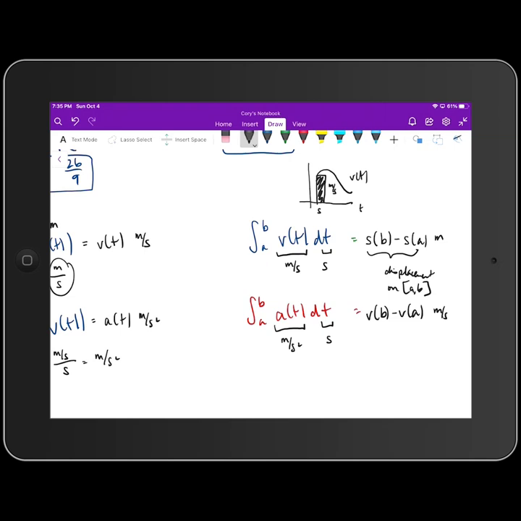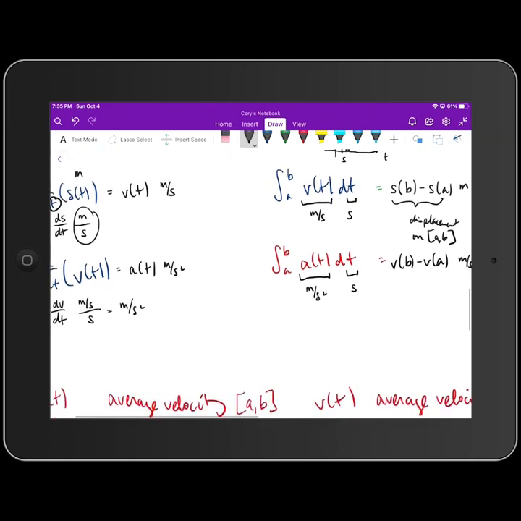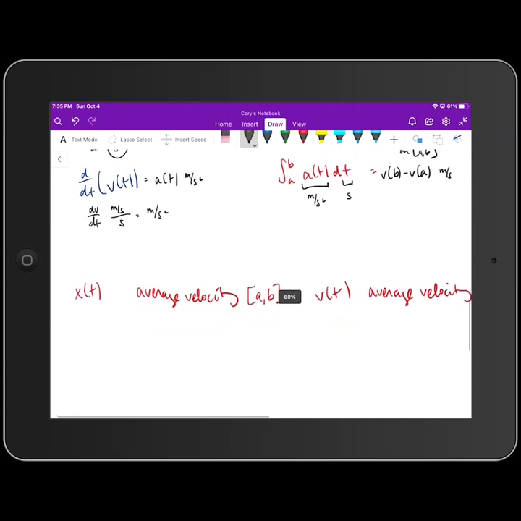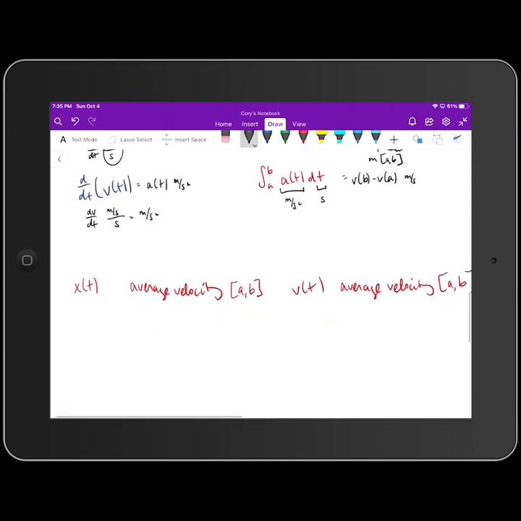Okay, so that's something really important to keep in mind with the rates problems that we're going to look at this week.